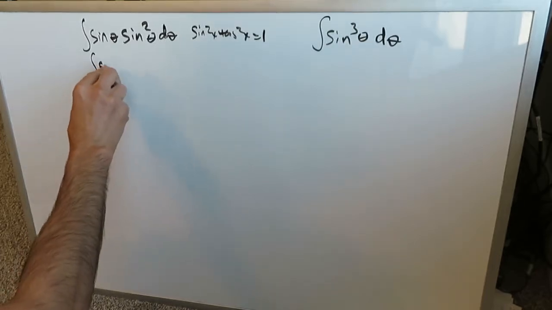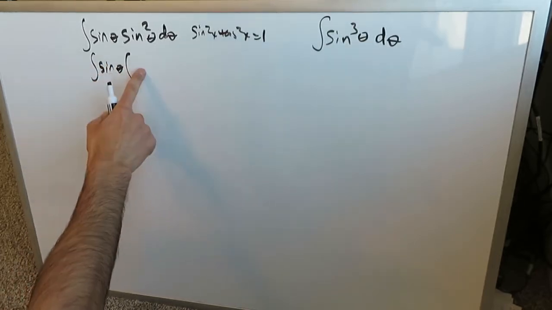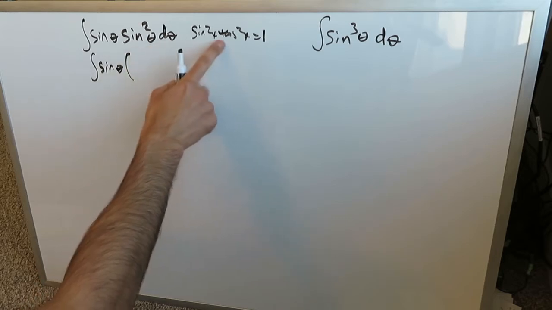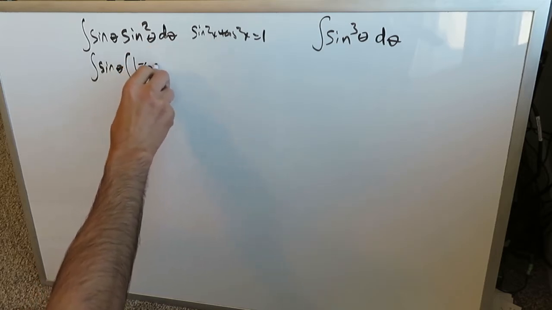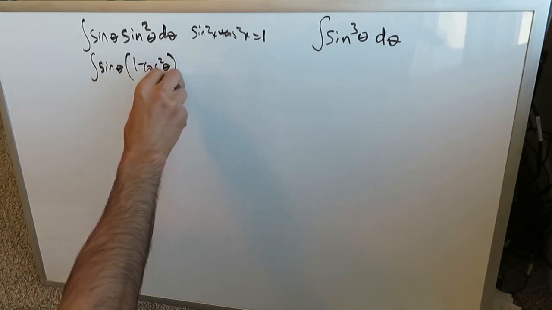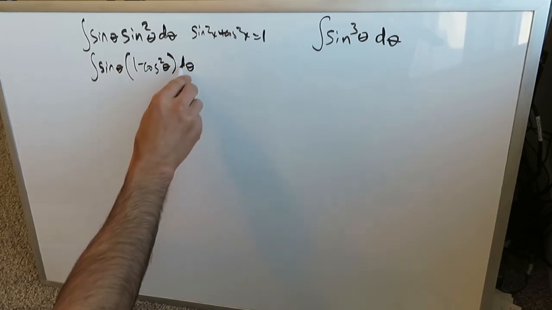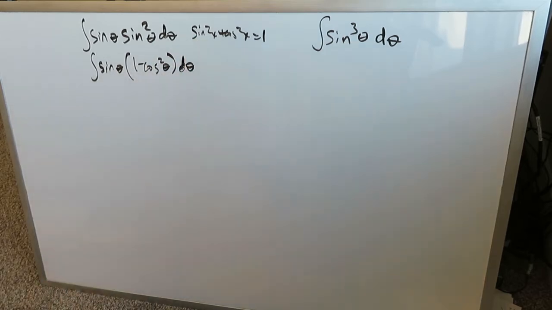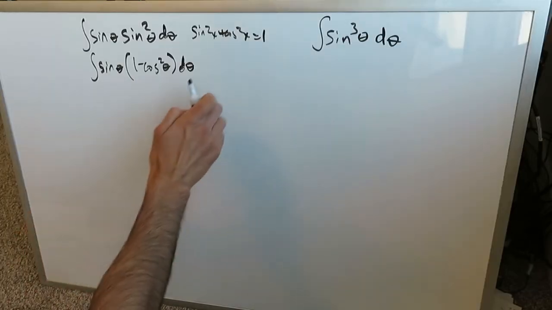You can rewrite this. Sine theta becomes attached to the sine squared theta, which becomes modified to 1 minus cosine squared theta d theta. I've done nothing over here other than use this trigonometric Pythagorean identity. You can open this up.